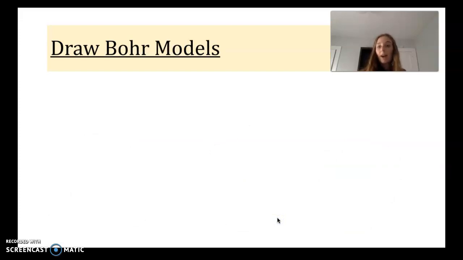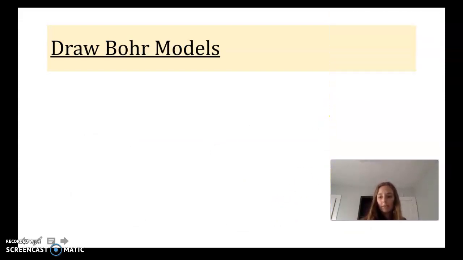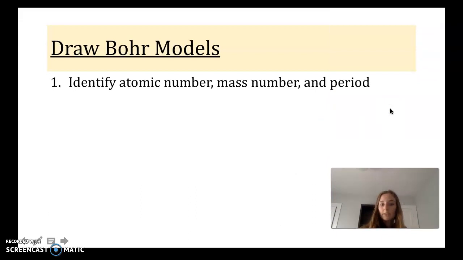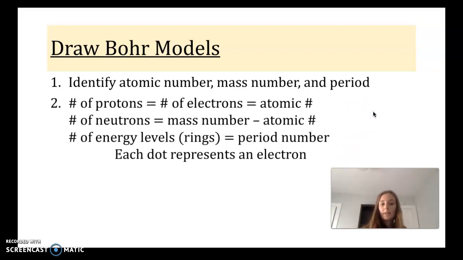Now we're going to talk about how we draw these Bohr models. First, we need to identify the atomic number, the mass number, and the period, and we find that from the periodic table of elements. Next, the number of protons will equal our number of electrons and our atomic number. And then from there, we can determine how many neutrons we have. Our mass number minus our atomic number will give us our number of neutrons.